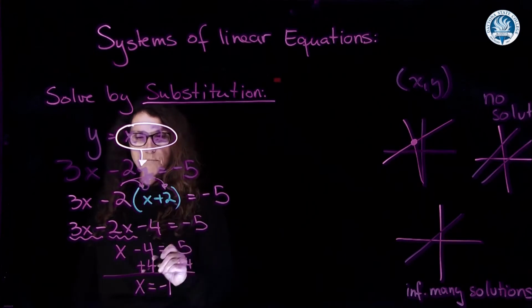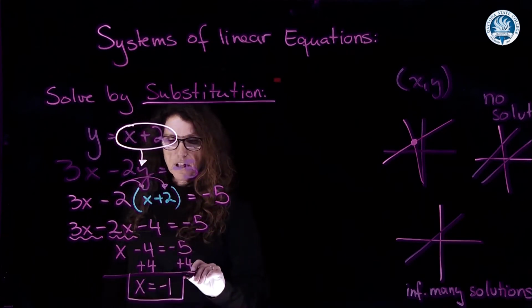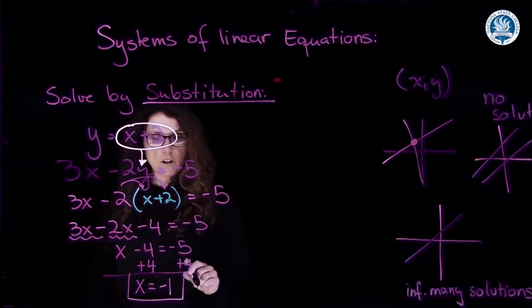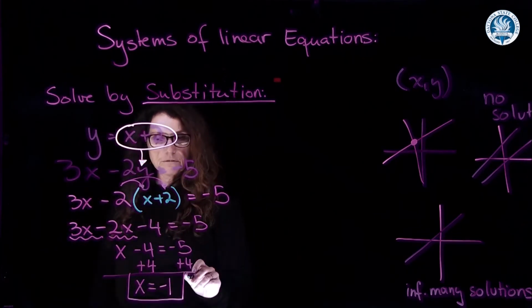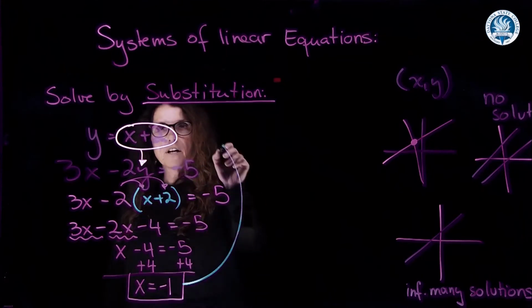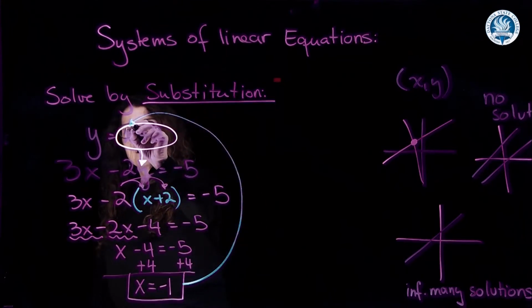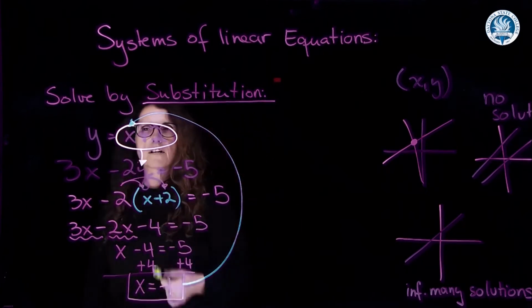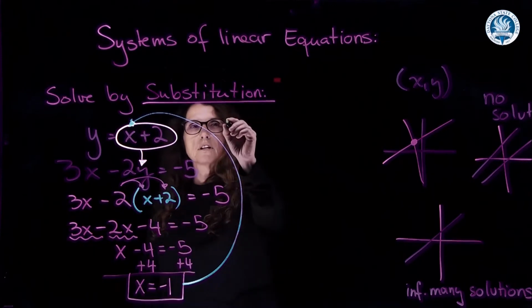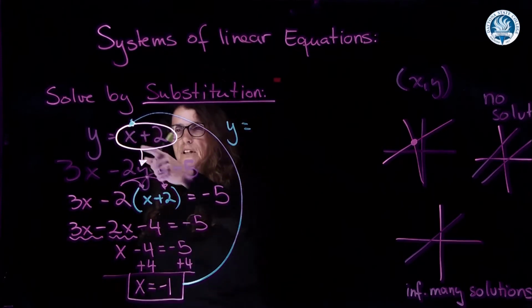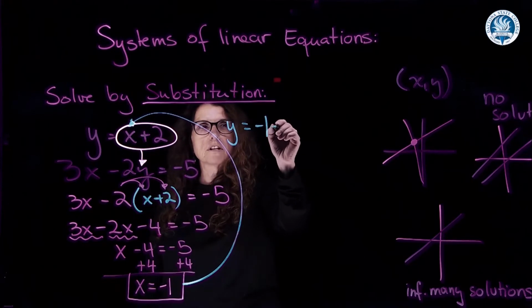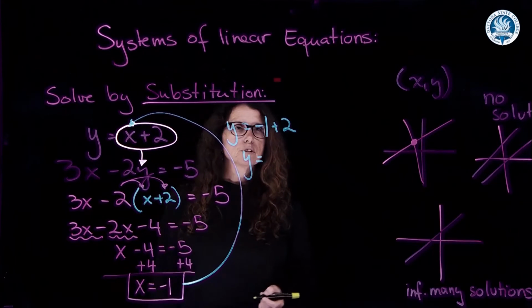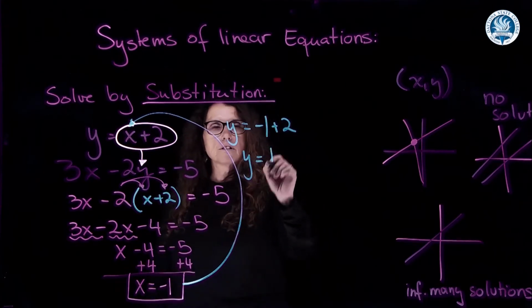Now do not stop here. Since we have a value for x, we also now need to find the corresponding value for y. And how do we do this? We substitute into the equation that says y equals, replacing the x with negative 1: negative 1 plus 2. Beautiful. Negative 1 plus 2 is indeed 1.